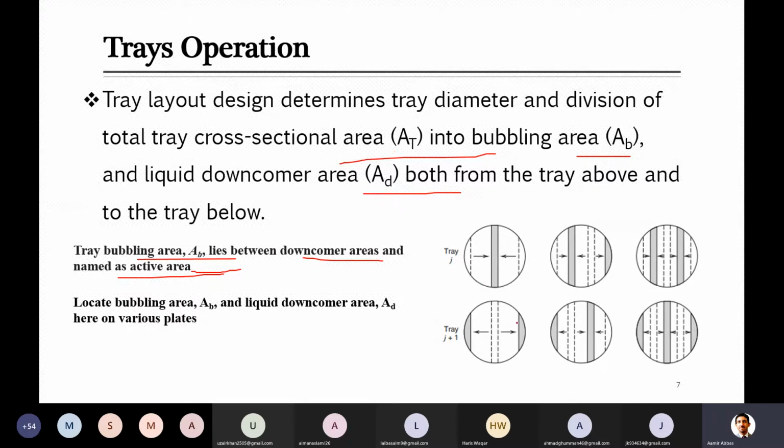So in these various trays shown here, you can see that there are some arrows. They are showing the direction of the liquid moving on the surface of the tray. From the top tray, the liquid will be coming to this tray, and it is received here in the downcomer, and then it starts traveling on the surface of the tray.